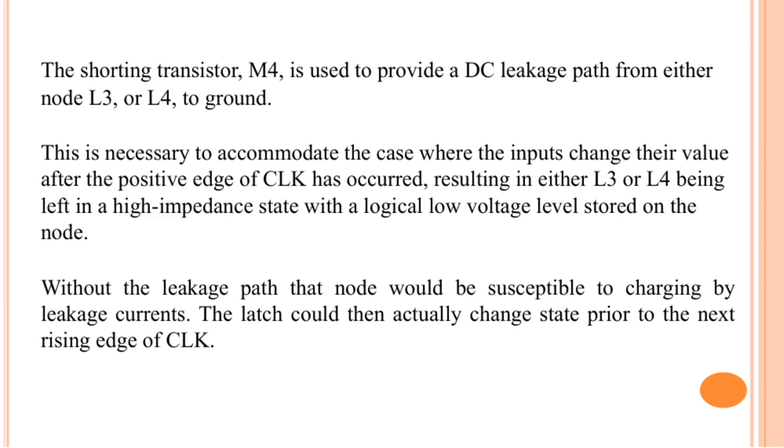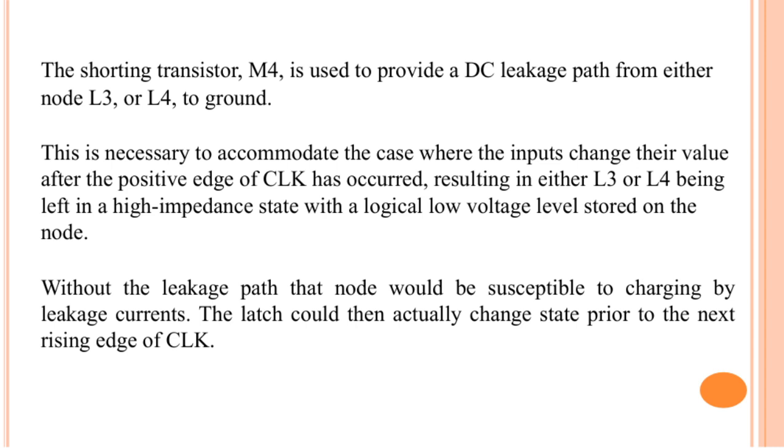Here, we're looking at the role of the shorting transistor, labeled M4. Its main job is to create a DC leakage path from either node L3 or L4 to ground. This is crucial in situations where the inputs change after the positive edge of the clock signal has already happened. When that occurs, one of these nodes can end up in a high impedance state, but still hold a logical low voltage.